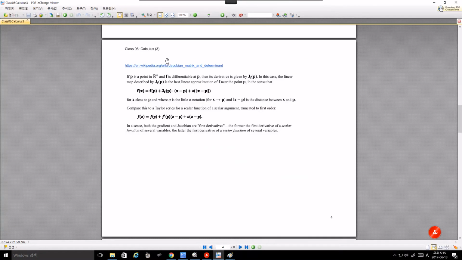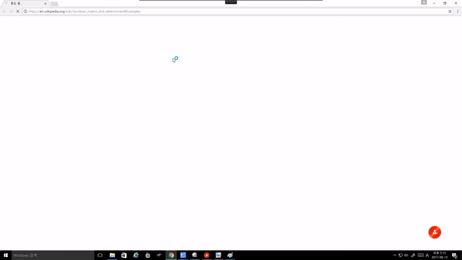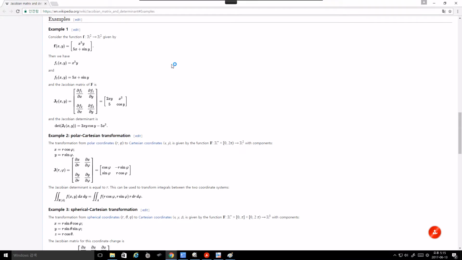And then let's go to the next page, and let's please check the example of the Jacobian matrix determinant. Now examples. Now multi-valued function. Consider a function from R2 to R2, so plane to plane, given by its multi-value. So f is a vector: f(x,y) is x squared y, 5x, and sine y.